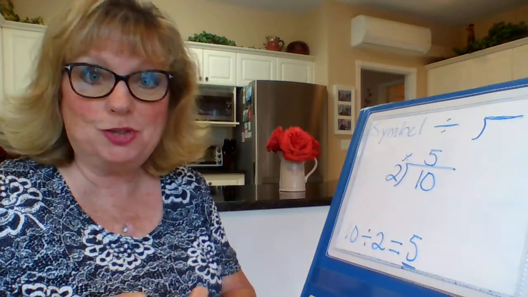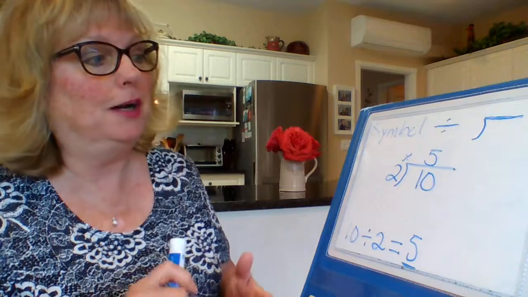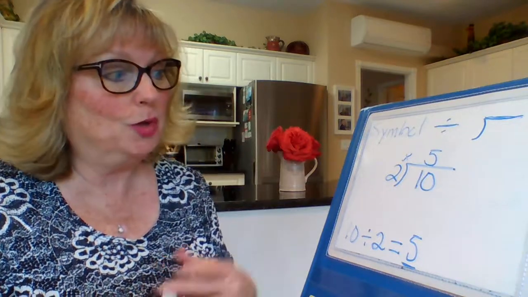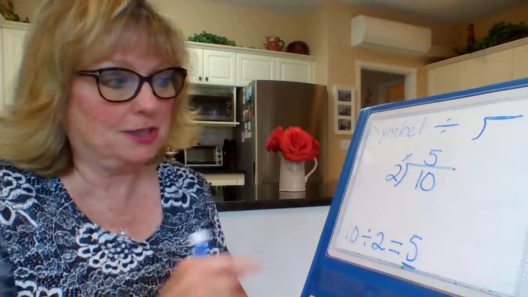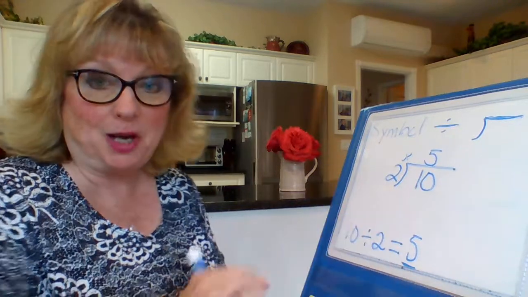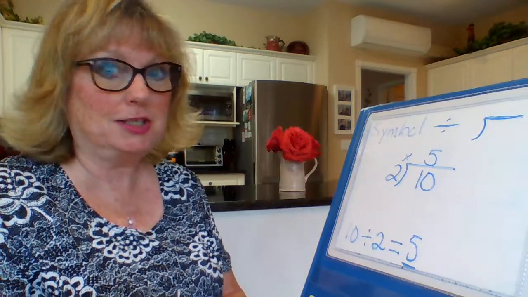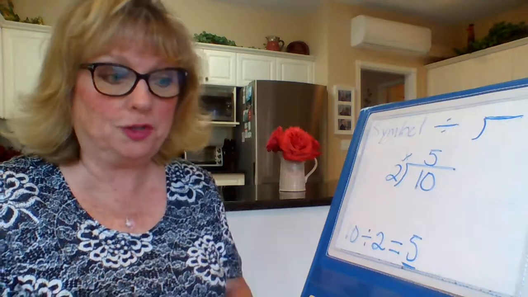Yes, so we're using the terms groups of, divide by, skip counting. So 2 groups of 5 gives us 10. And that's how we do this symbol. There's no other calculations involved. It's what we know for now.